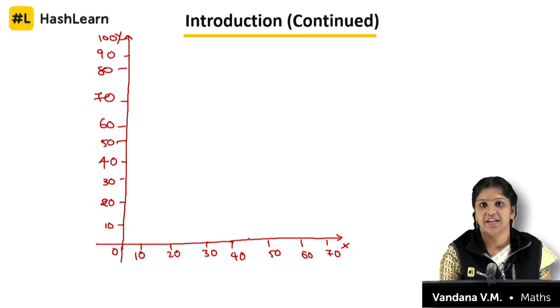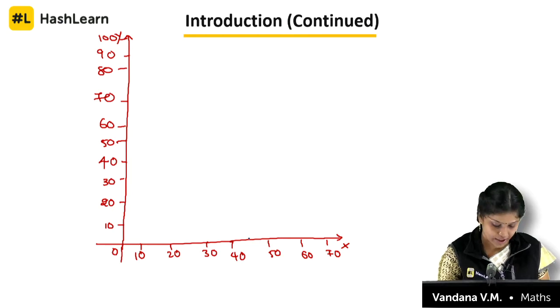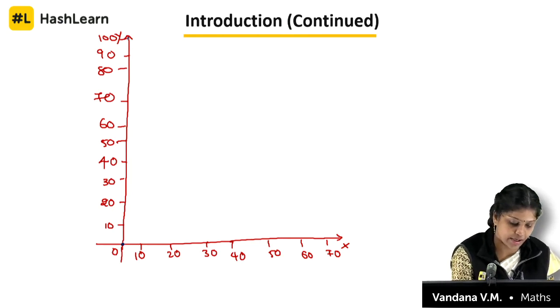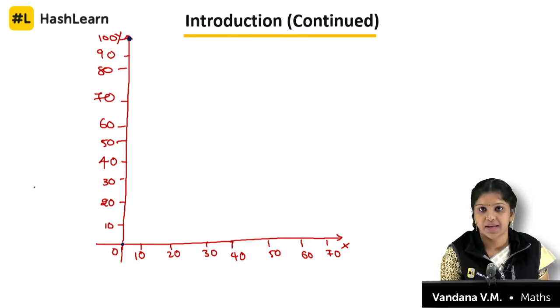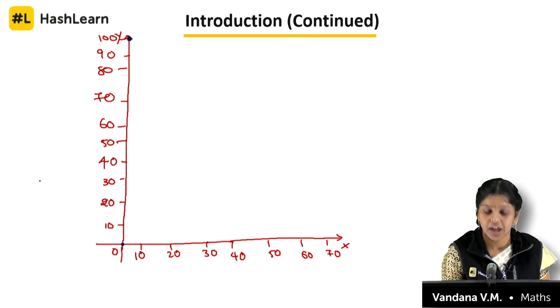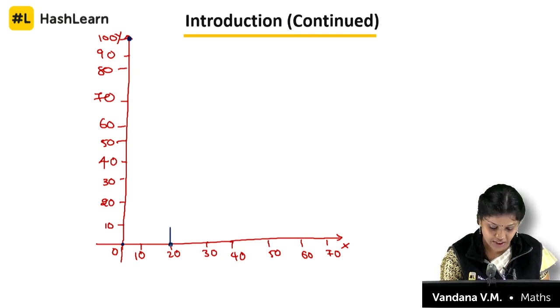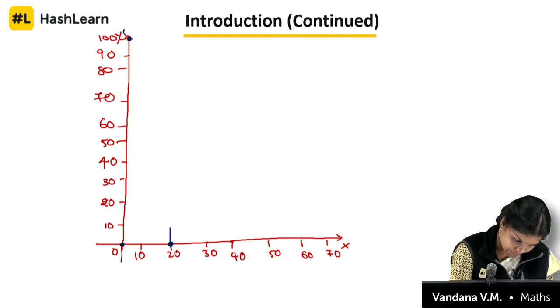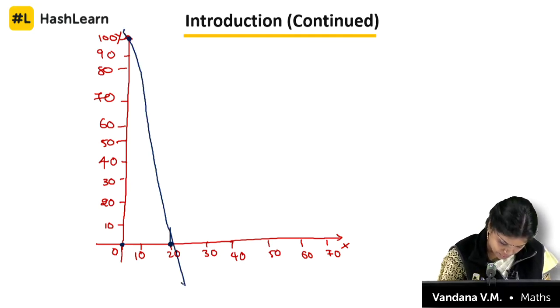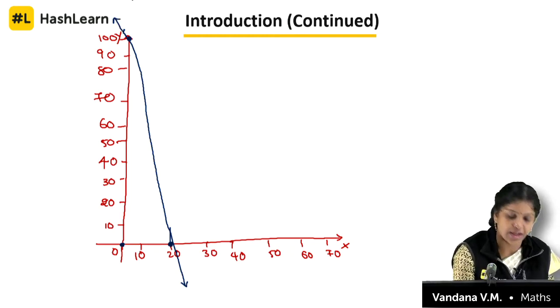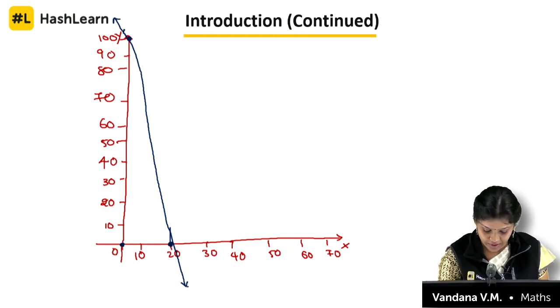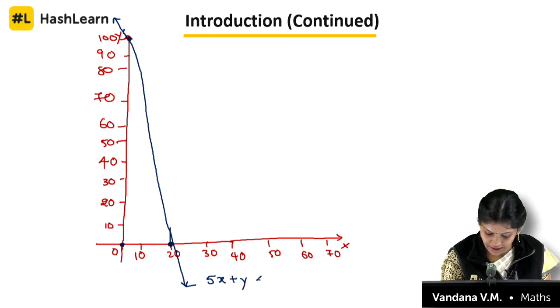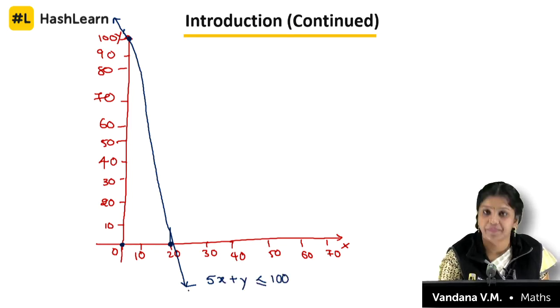The first point is 0, 100. 0 is here and 100 is on the y-axis. The second point is 20, 0. The x value is 20 and the y value is 0. Now please join these. If I join them, I will get the line. This is the line for which equation? It is the line for 5x plus y is less than or equal to 100.